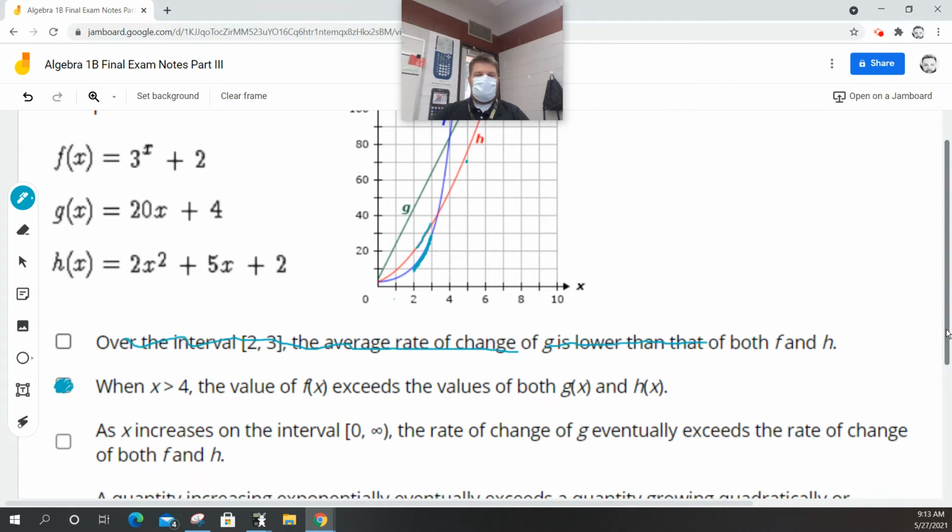Let's go to the next one. As X increases over the interval from 0 to infinity, the rate of change in G eventually exceeds the rate of change for both F and H. No, F and H, their rate of change increases. It gets steeper and steeper, right? So the more it goes straight up and down, the steeper the increase, the greater the increase on the rate of change, where G is at a slope for the whole thing. It's a constant rate of change, so it'll never do that. So that's not true.